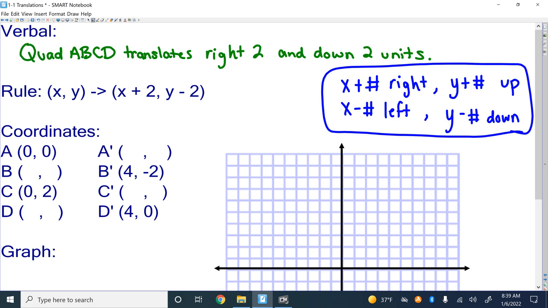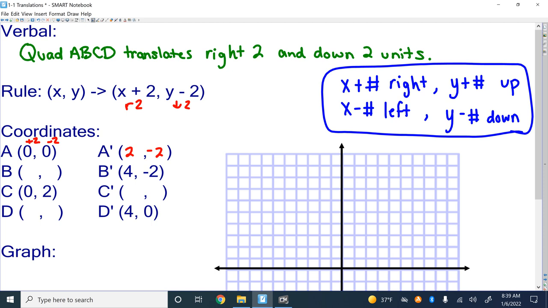All right, let's look at our rule. Our rule is telling us that we're moving right 2, down 2. So we add 2 for every x value that we have. This point 0, 0 would change to 2 and then negative 2, because we add 2 and minus 2.